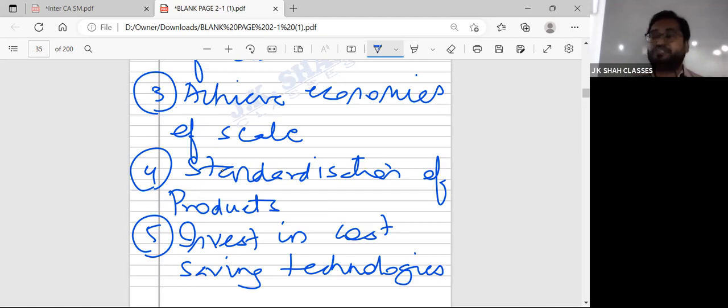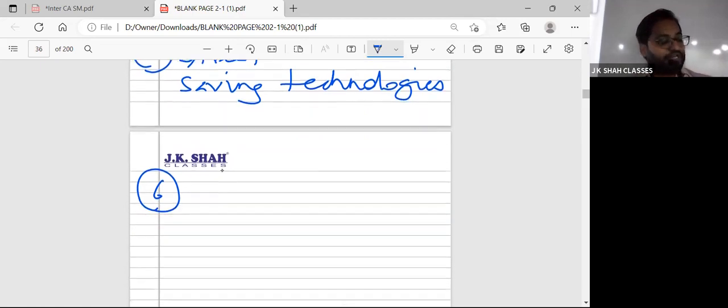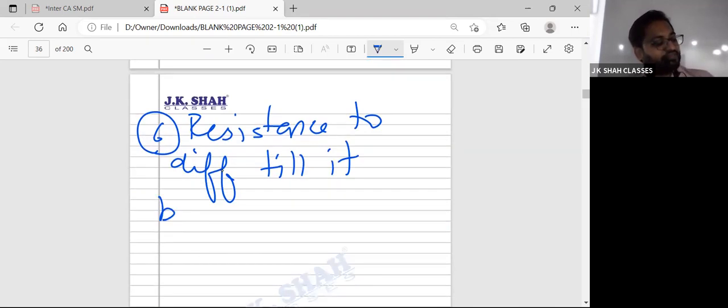You all understood this? And last point, this is what Maruti has been doing, or at least they were trying to do till 2021. In 2022, they had to announce this. Resistance to differentiation till it becomes essential.